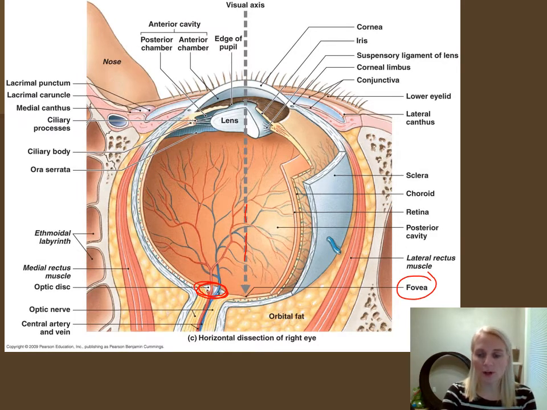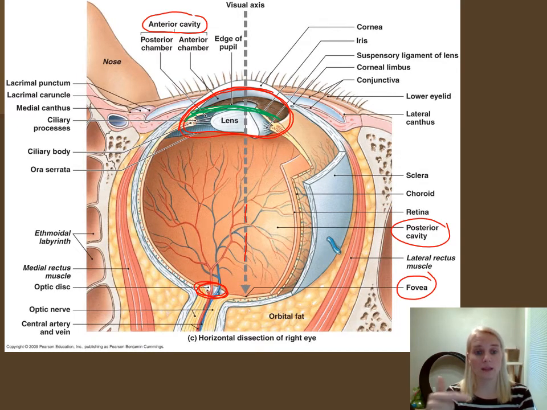Let's see, what else? Oh, posterior cavity. This has a good breakdown of the anterior cavity, because to confuse new A&P students, let's just break a cavity up into smaller spaces called chambers. So here, from lens to cornea, this whole space is the anterior cavity. But the iris right here separates the posterior chamber from the anterior chamber of the anterior cavity. Isn't that fun? So we have an anterior chamber and a posterior chamber of the anterior cavity. So figure out what you need to do to get that straightened up.